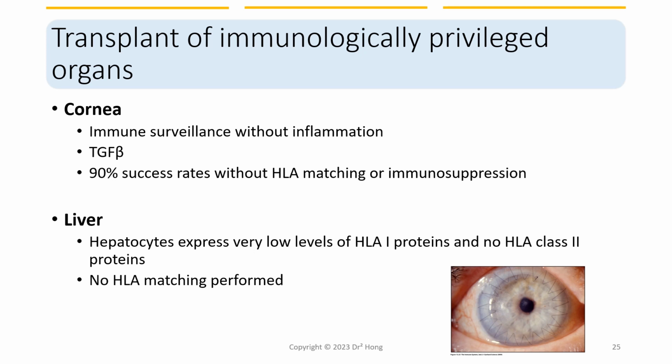There is about a 90% success rate without HLA matching or immunosuppression. In addition, there's also no blood supply to that area, so you don't need to worry about blood vessel rejections. The second organ that is special is the liver. Liver hepatocytes express very low levels of HLA class I protein and almost no HLA class II proteins. So there is no need to match HLA, but you do still need to match the ABO blood type, because the blood vessels are still carried over from donor to the recipient.